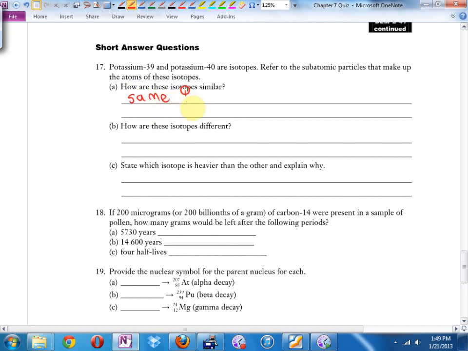Same number of protons, yes. And they have the same number of, one more... Electrons. We forget that because the electrons are so light, they have basically no mass and they don't show up in the numbers. But yeah, protons and electrons are the same.